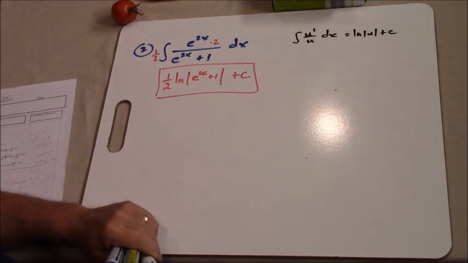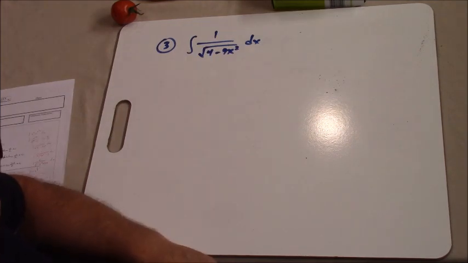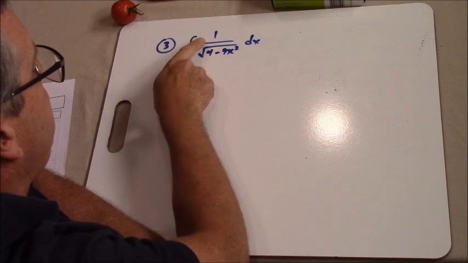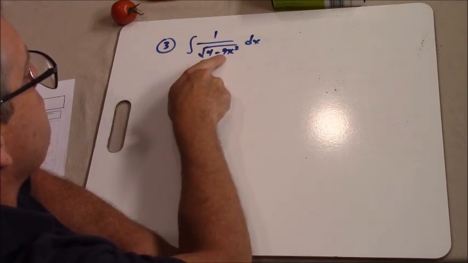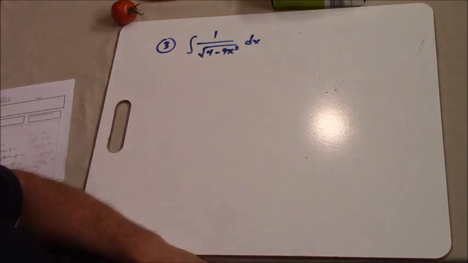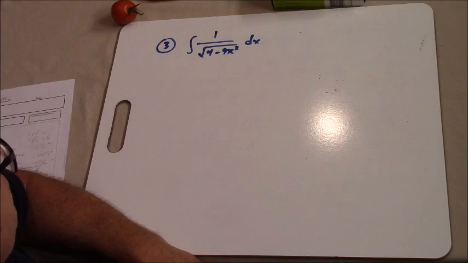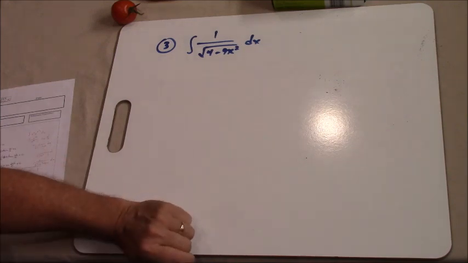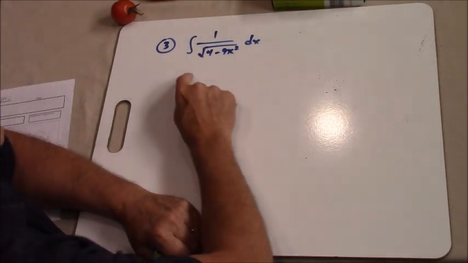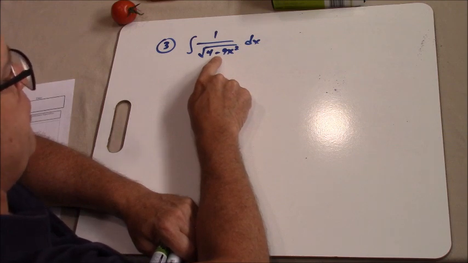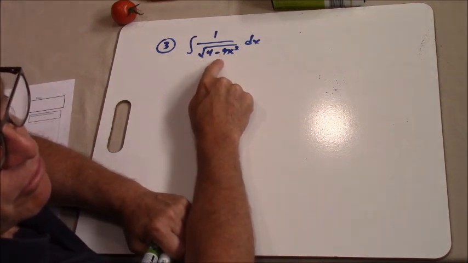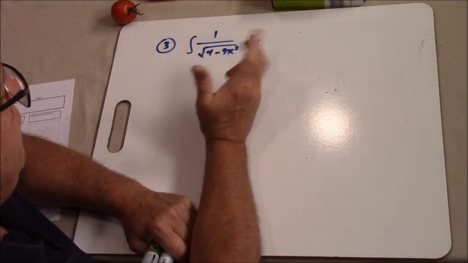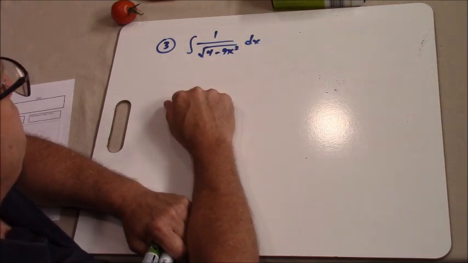All right, let's try another one. Let's see if we can solve this. This is the integral of 1 over the square root of 4 minus 9x squared dx. There are two different thoughts you could have on this one. One is it looks like an inverse trig function, but someone might also think it looks like a trig substitution problem. And I believe you can do it either way and get the same answer.